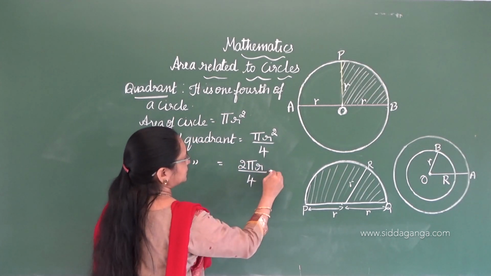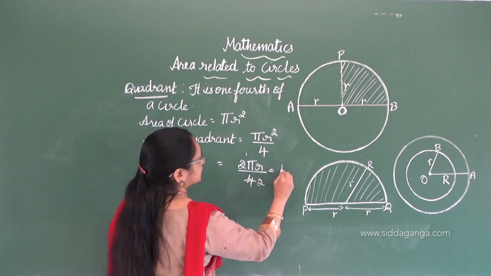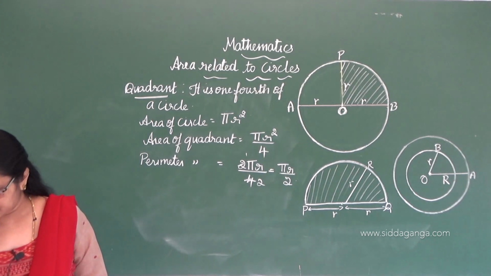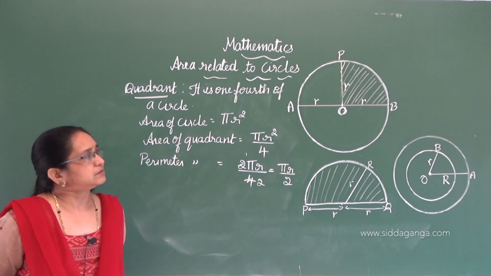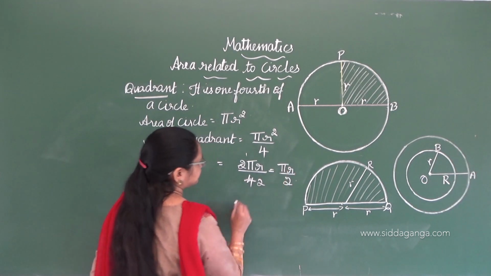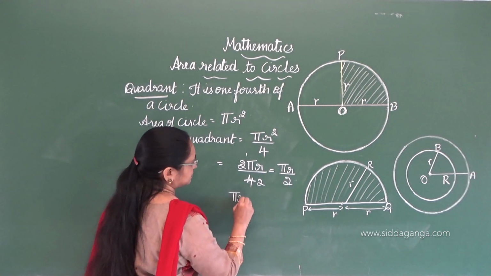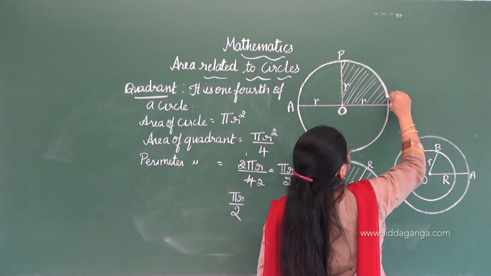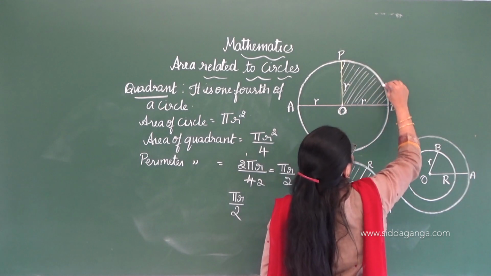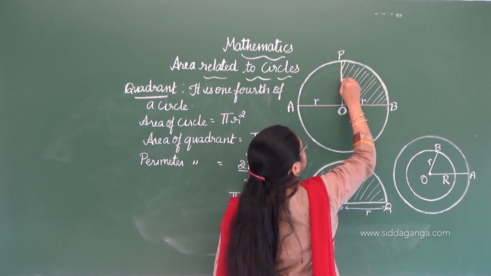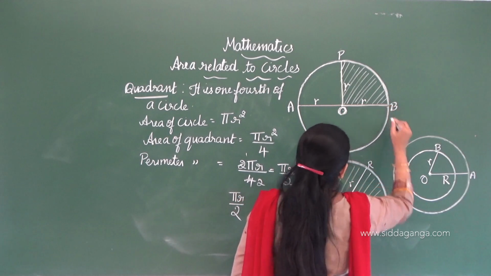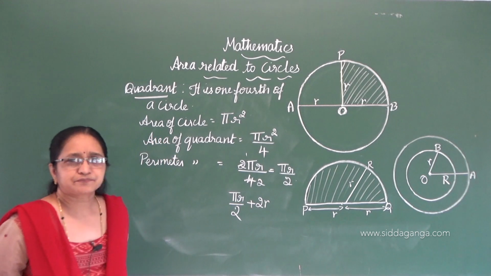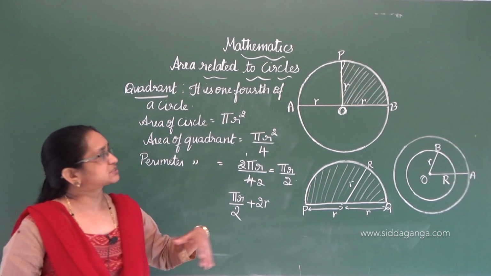divided by 4, means 2 ones are 2, twos are 4. It is nothing but pi r by 2. Correct? So this pi r by 2 is only this portion, that is PB. If I am adding these two, PO and OB, then I have to add 2r for this. Okay, so why am I describing all this?